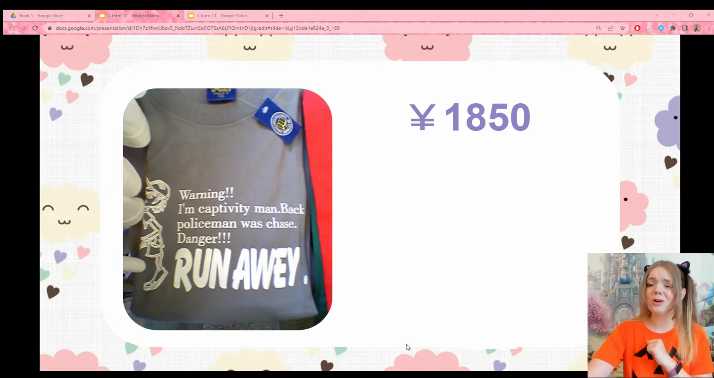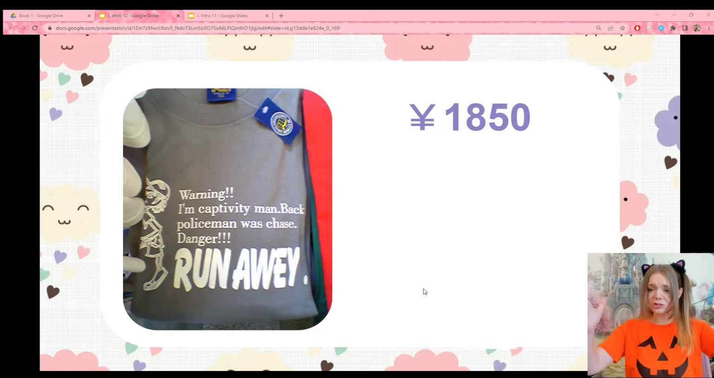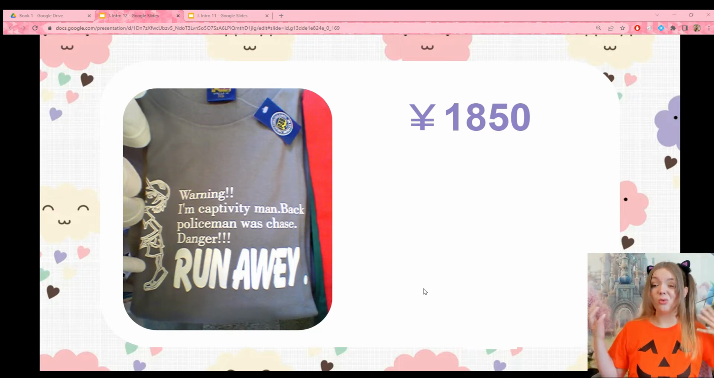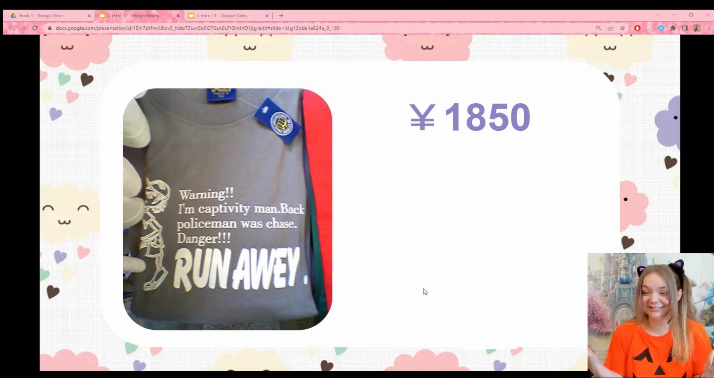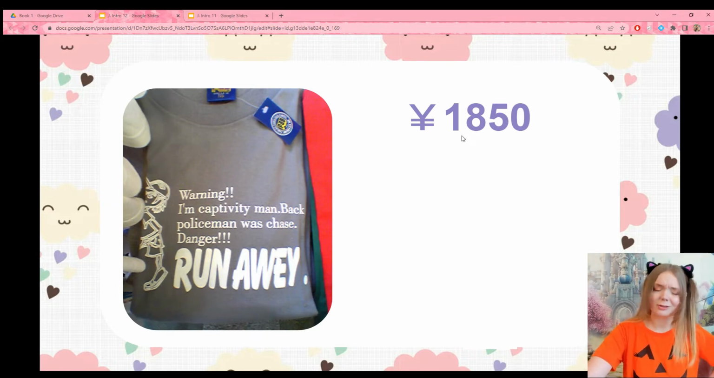How about this one? This one says, "Warning! I'm a captivity man. Back policeman was chase. Danger! Run away." I love the E in away. This shirt can be yours for the low price of 1,850 yen. How can I say that in Japanese?